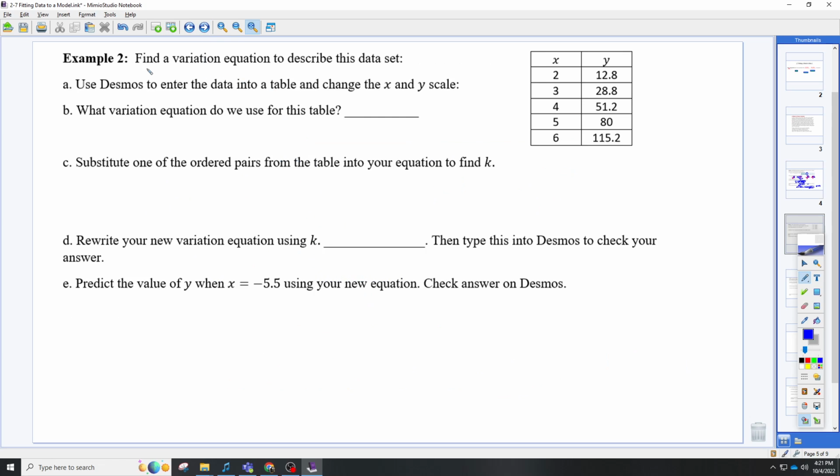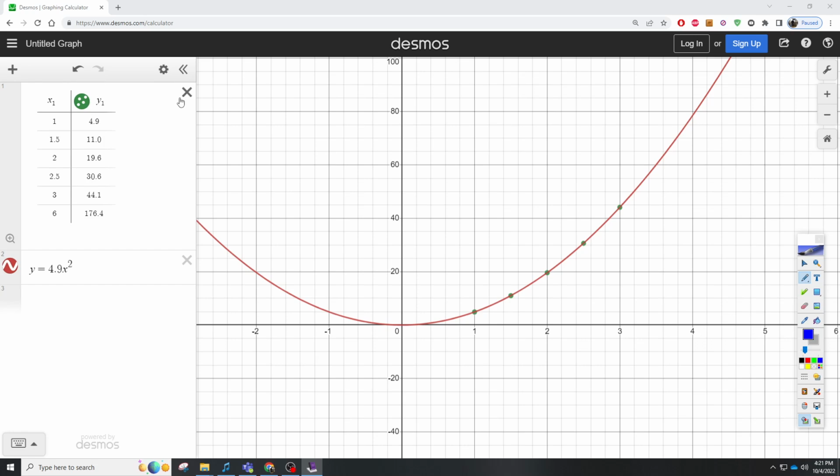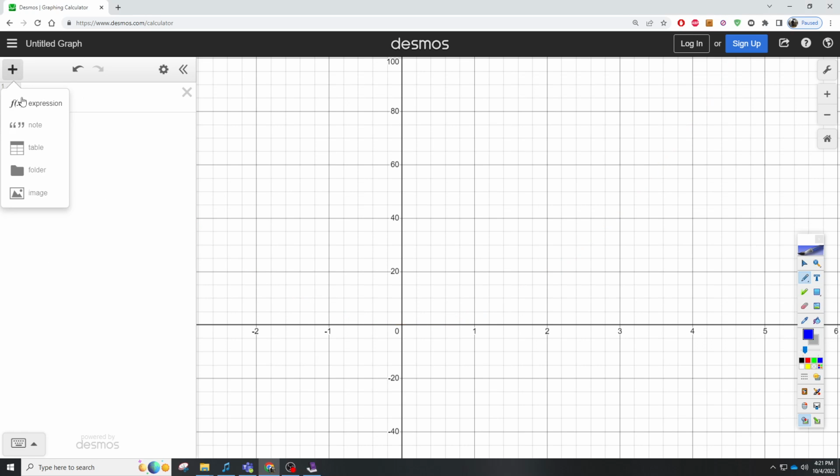All right, we'll try another one. Find the variation equation, describe this data set. So I'm going to go through the same kind of steps, and I'm going to change the scale probably. I'm going to move this over so I can type in the table. So again, you hit plus table. Then we're going to go ahead and fill that in. So we have 2, 3, 4, 5, 6.